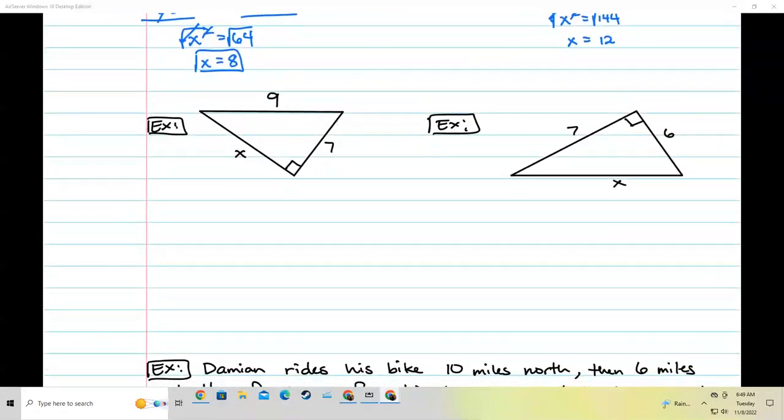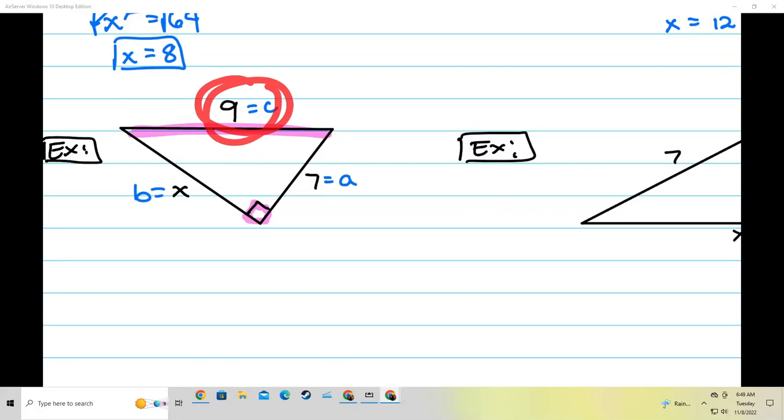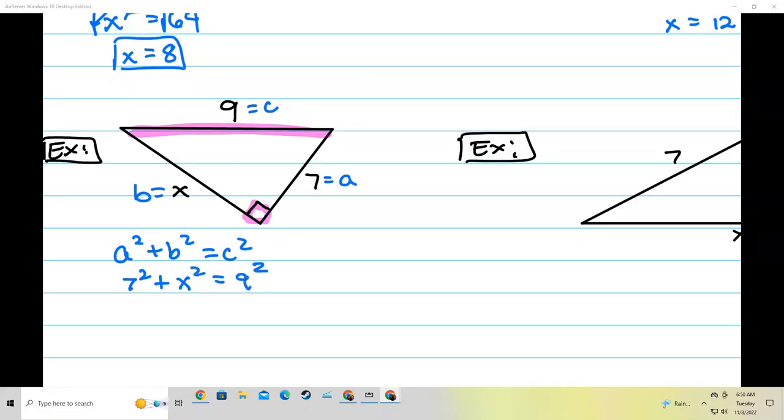All right, we got 3 more problems, almost done. Here's my 90 degrees. Here's my hypotenuse. That means this one's going to be my C. That means I can go ahead and call this one A and this one B. Again, that order does not matter as long as you know that this one is your C. The pink one is the one that matters. So I'm going to write A squared plus B squared equals C squared. That means 7 squared plus X squared is going to equal 9 squared.